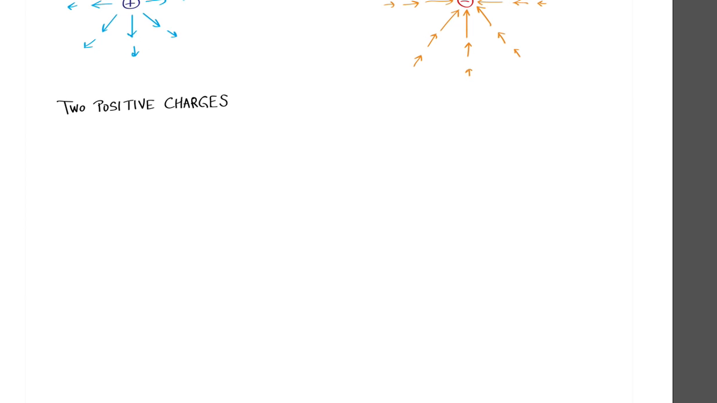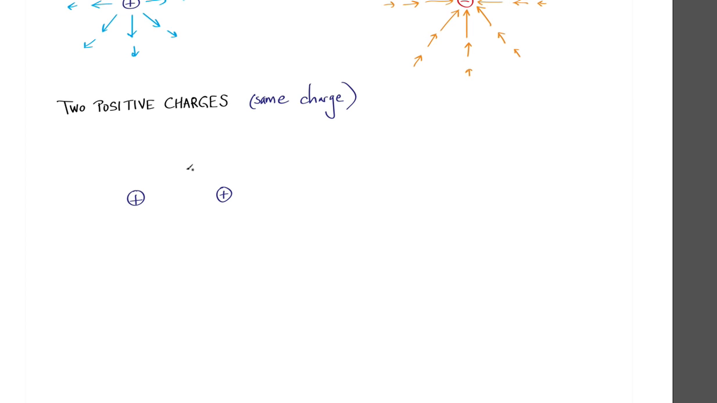Which looked something like what we had up there. So we had one positive charge here, one positive charge there. We'll say same magnitude or same charge. And we wanted to know what the electric fields look like.